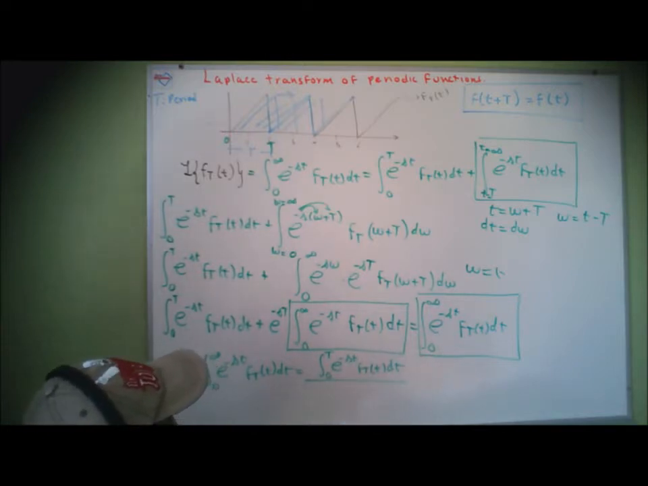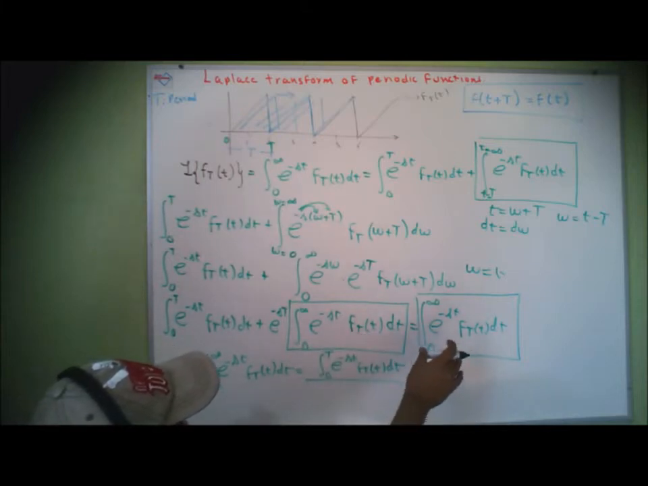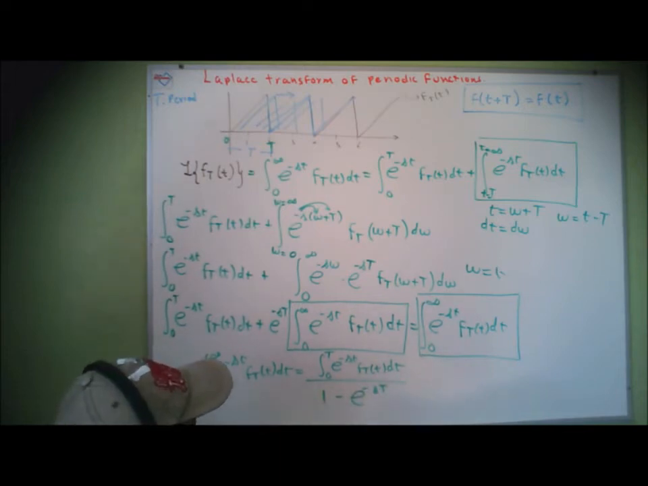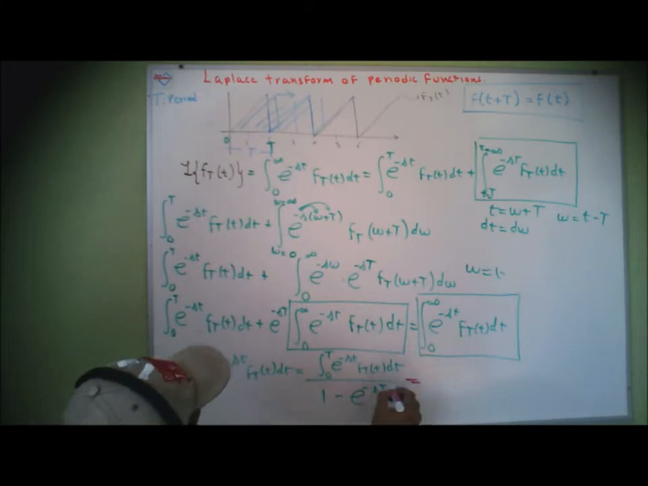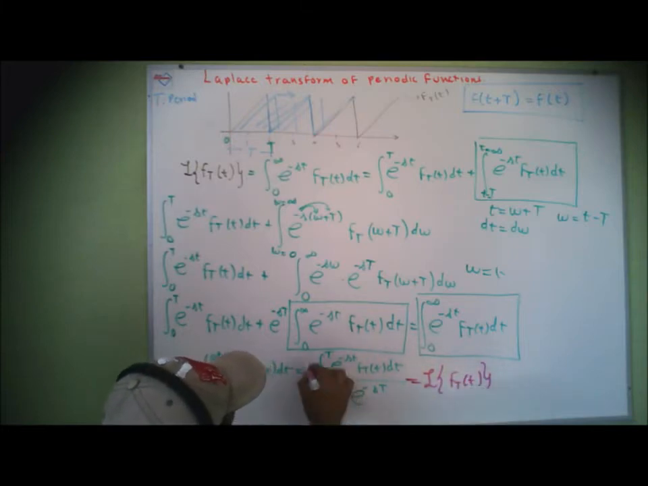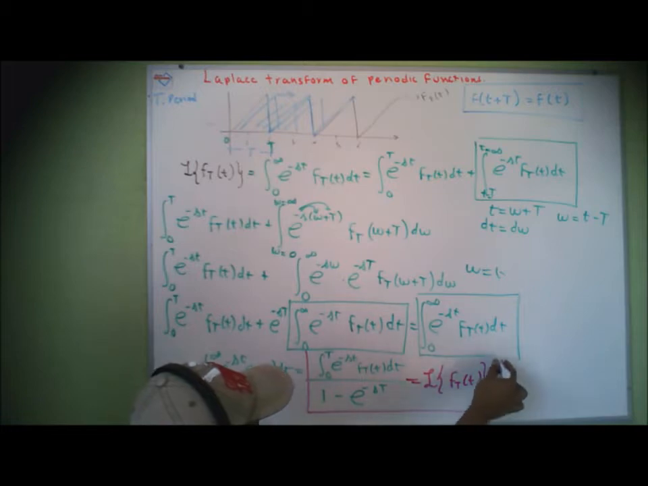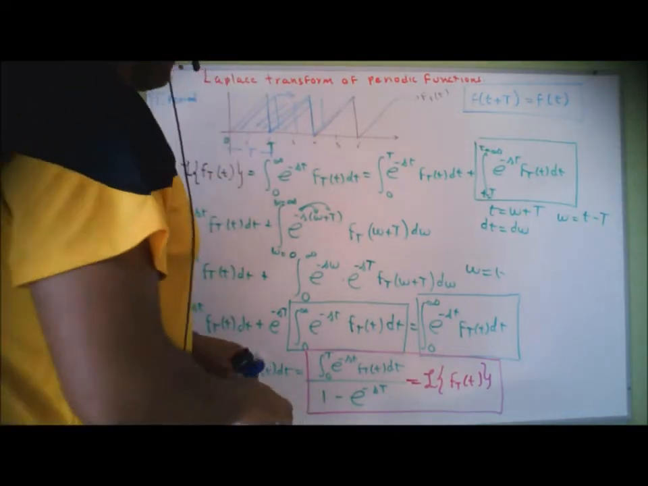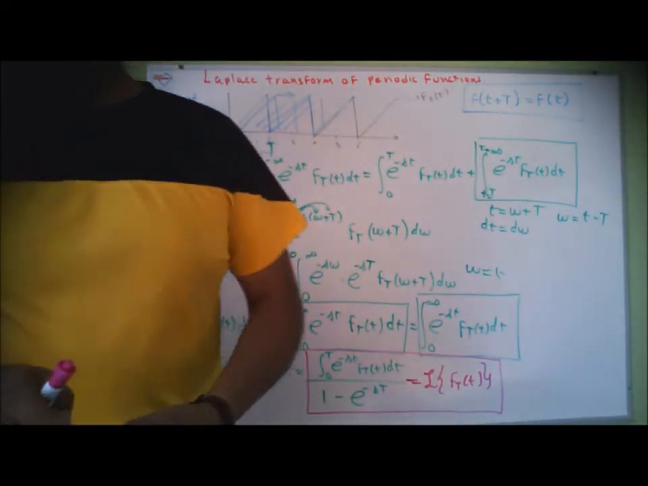Now this is the interesting thing. This to the other side is going to be 1 minus e^(-sT), where T is the period. So what we got here comes from the Laplace transform of the periodic function. This is the formula to calculate the Laplace transform of periodic functions. Alright?